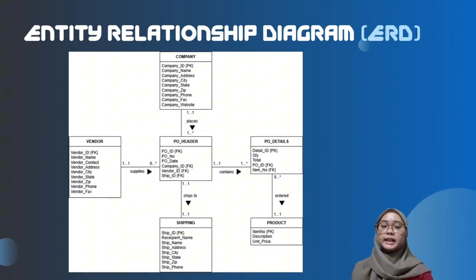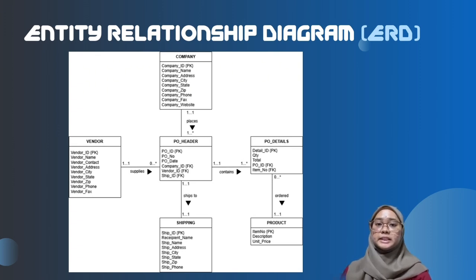My name is Saifah Attar and I will explain the ERD. This ERD shows how the database is structured and how the data in the system are related to each other. In this ERD, the main entities are company, vendor, PO header, PO details, product, and shipping. These entities work together to manage the purchase order process.